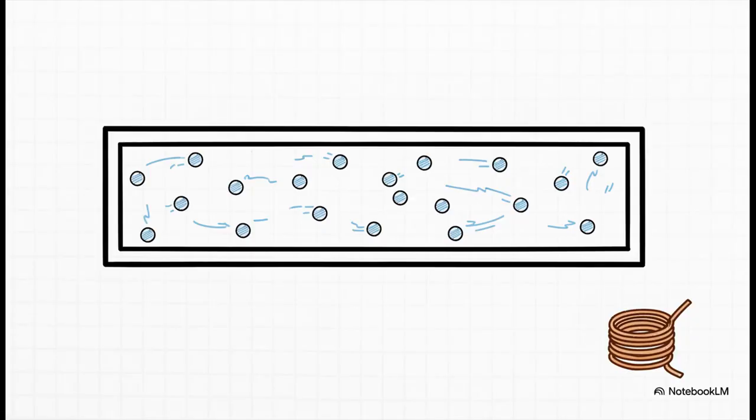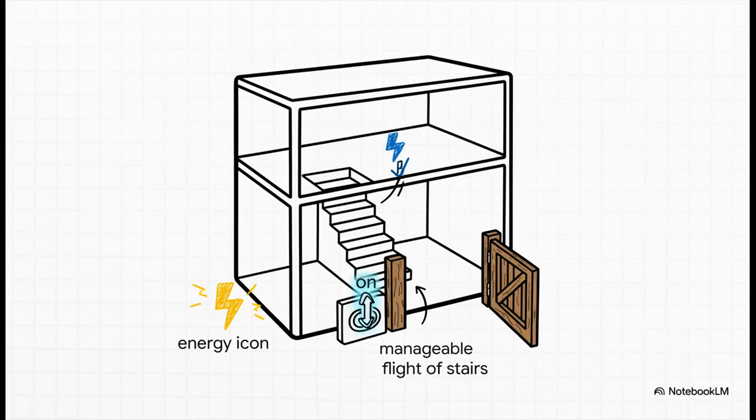Let's start with conductors, like copper. In this case, the ground floor and the top floor are basically at the same level. The bands actually overlap. There are no stairs to climb. Electrons can just wander back and forth with almost zero effort, which is exactly why electricity flows so easily through a wire.